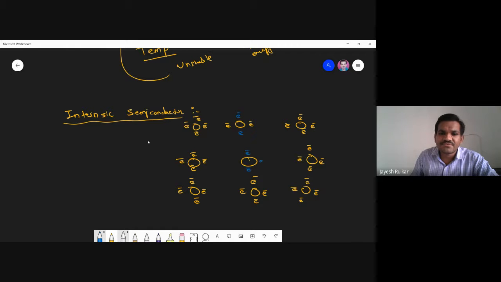Yes, I forgot to mention. Now these valence electrons, because we need these electrons to be combined, start making covalent bonds with each neighboring silicon atom. This is what we call intrinsic. In the pure form, there are no impurities added to this particular thing.